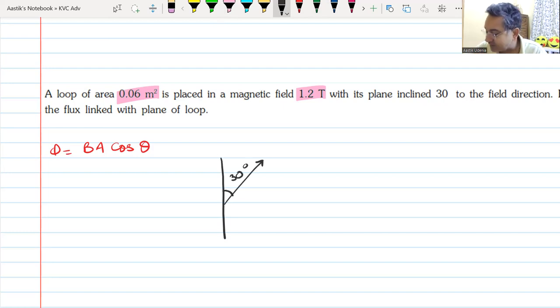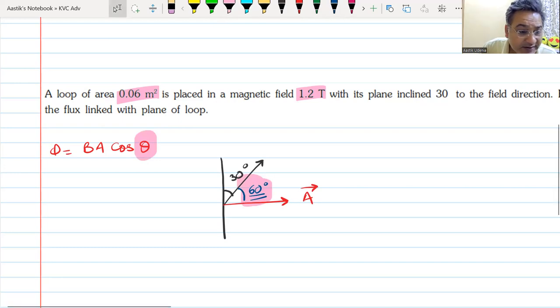Which angle should we take as θ? We should take the normal to that plane and the field. So this is the area vector. The angle between the area vector and the magnetic field is not 30 degrees, it is in fact 60 degrees. That is what you had to remember, that θ in this case is equal to 60 degrees. So you multiply by cos 60 and you end up with your answer. Do we understand this? Yes, sir.